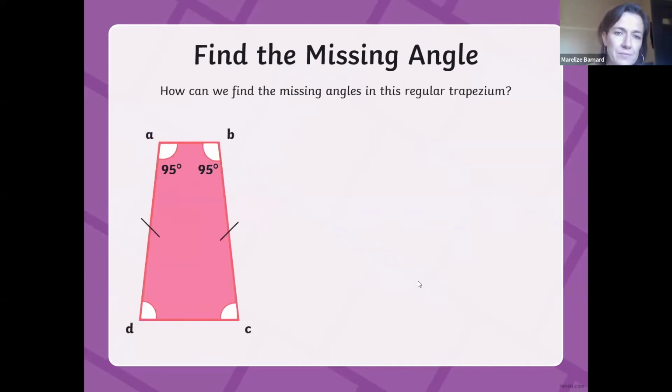Okay, next one. What are the missing angles for D and C? We have a trapezium here. Pop it in the chat if you know. Ma'am, can I ask a question while everyone's popping their answer in the chat? I've heard that this kind of shape is actually called an isosceles trapezium. Is that correct? That is correct, yes. And you can also have a right angle trapezium.